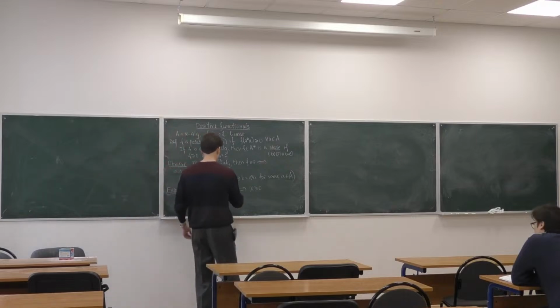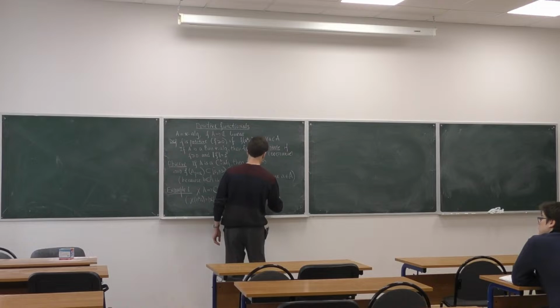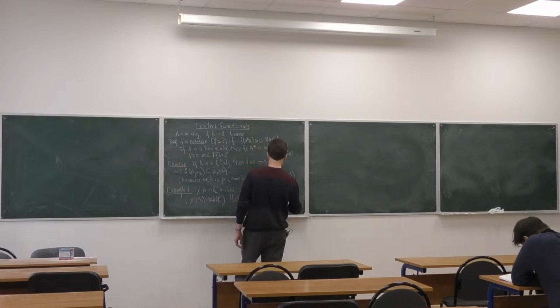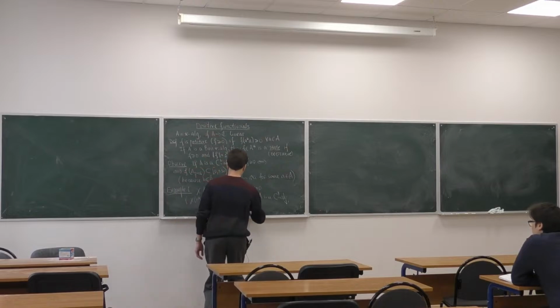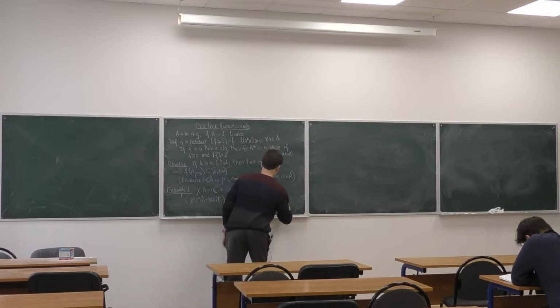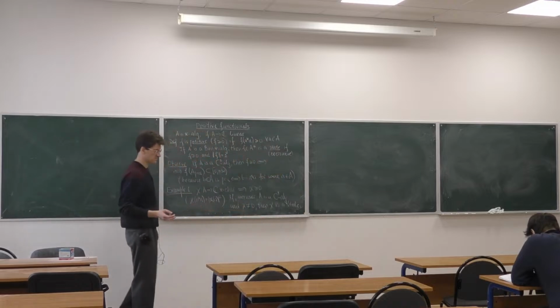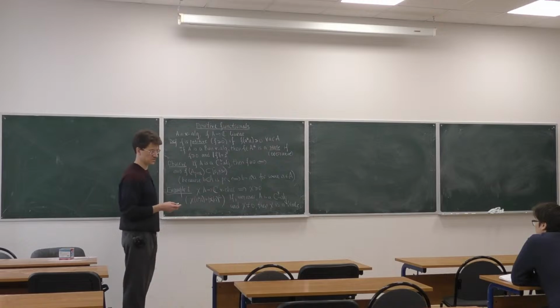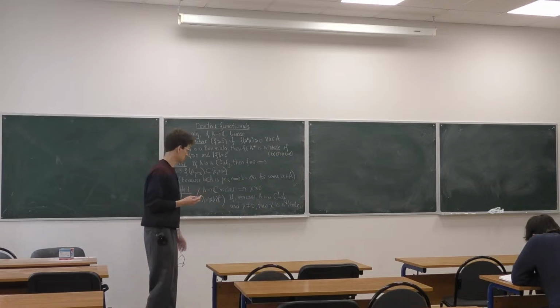And moreover, if A is a C-star algebra, this is the case we're mostly interested in, and chi is a non-zero star character, then chi is a state on A. This follows from the fact that every non-zero star homomorphism between C-star algebras has norm 1. This was noted at the previous lecture.